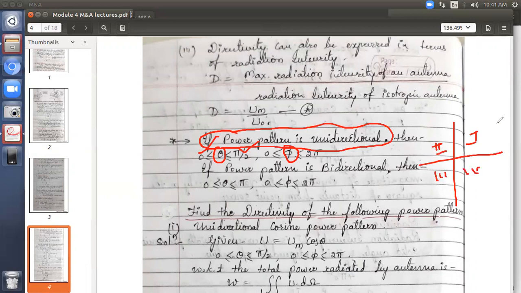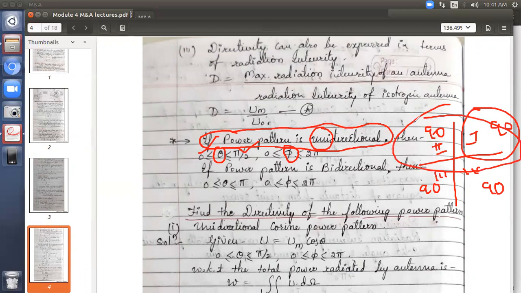So each quadrant is how much? 90 degrees, 90 degrees. Each one is 90 degrees, so that the total is 360. So for a unidirectional pattern, the theta range is only this much, and the phi range is this much, two quadrants. So 0 to pi by 2 and 0 to pi.